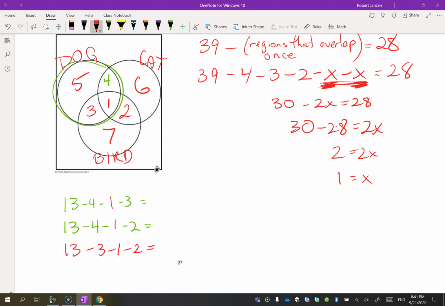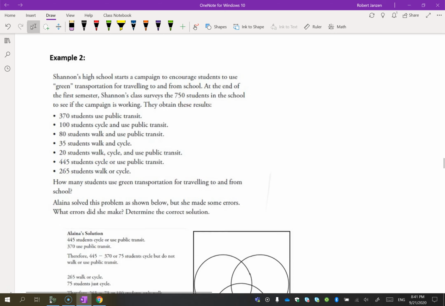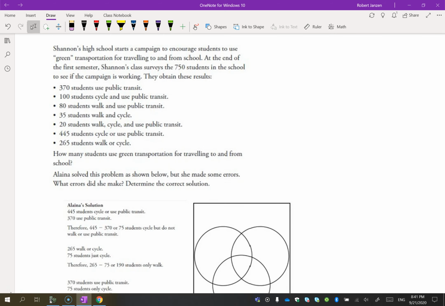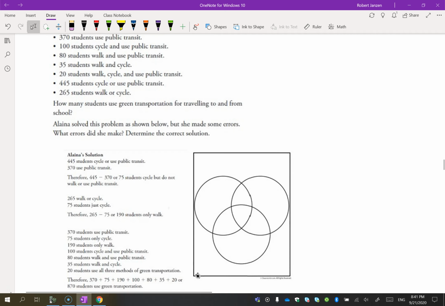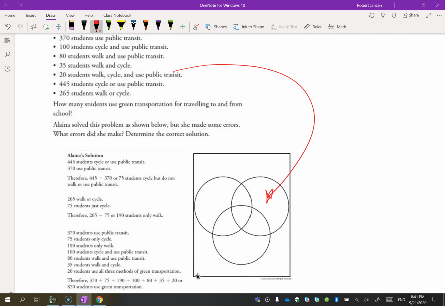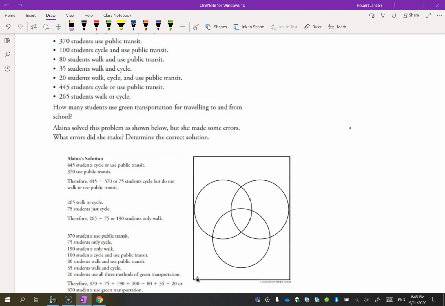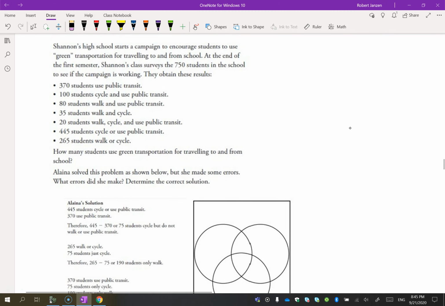Alright, now that you've done that question, try this one. This is basically the identical question, except in this case someone's already solved it. See if you can place all those things where they're supposed to go there. Okay, before I look at Alana's solution, let's see if we can do some of this work.